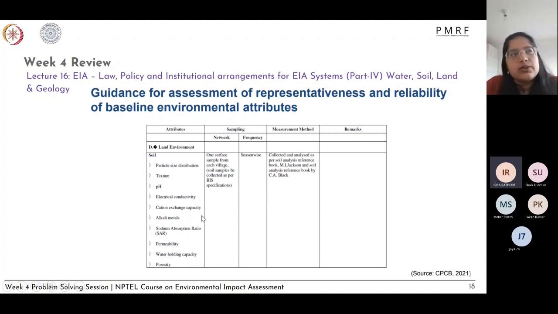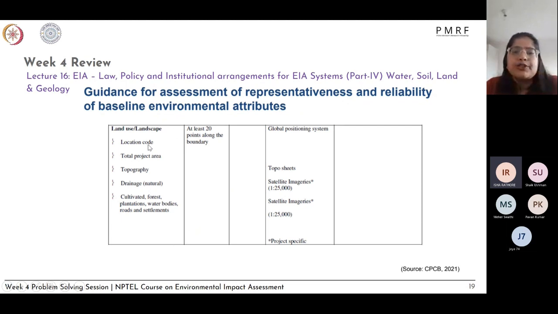And these are done through, we collect soil samples from each village according to the BIS specifications, the Indian standard specification. And we do this seasonally. So India has 4 main seasons, so we do it in those 4 main seasons to look up at all of these soil characteristics. And then these are collected according to again, the set guidelines. And then for land use, we look up at the location code, which is usually the latitude, longitude.